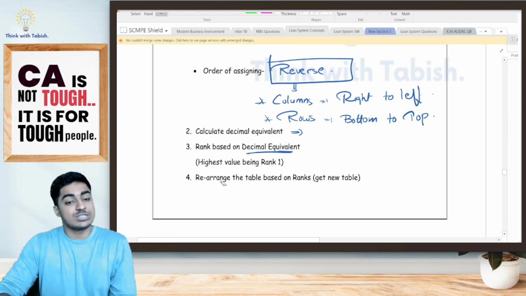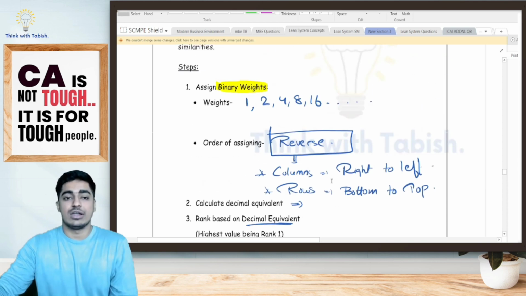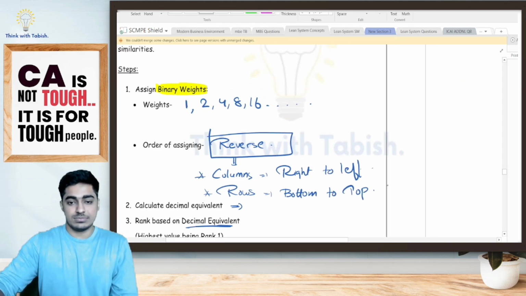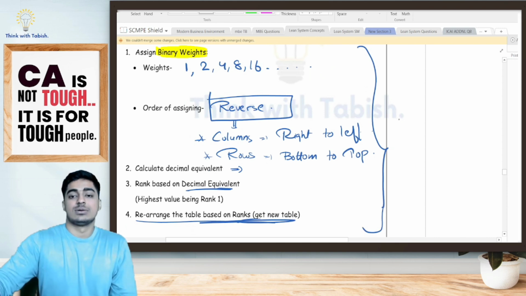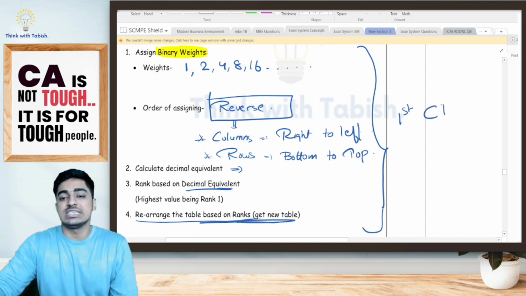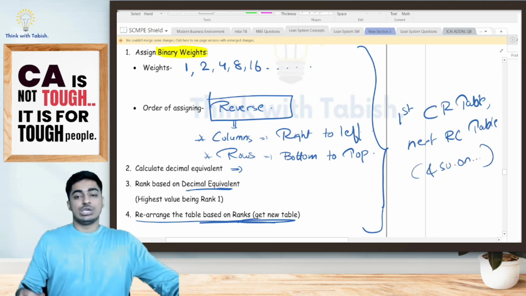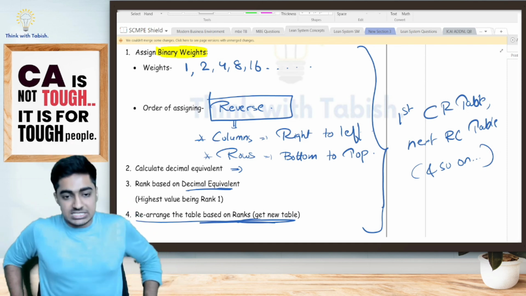Yes, next what we need to do? Rearrange the table based on the ranks. And all of this we need to do. How we need to do this, students? First we need to do it for our CR table. Next we need to do it for our RC table, and so on. Your key here, if you want to get the answer, is very simple. We have explained the steps, everything.